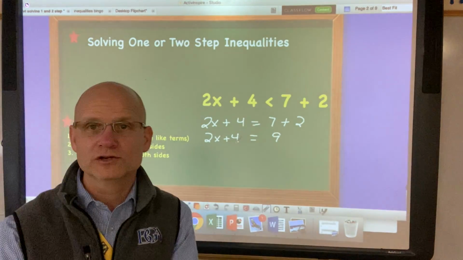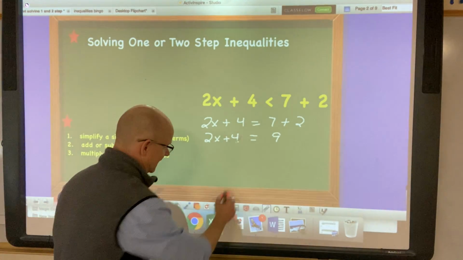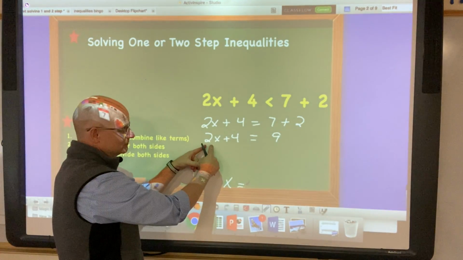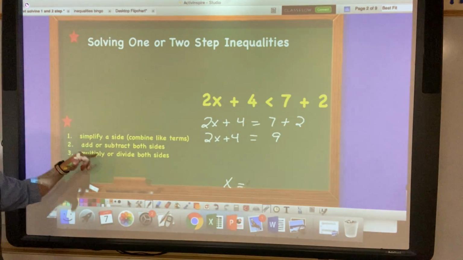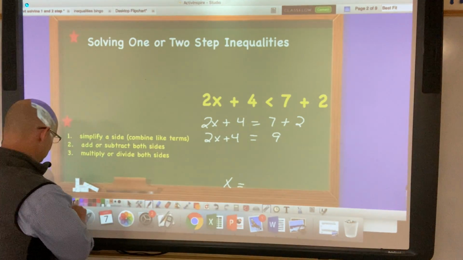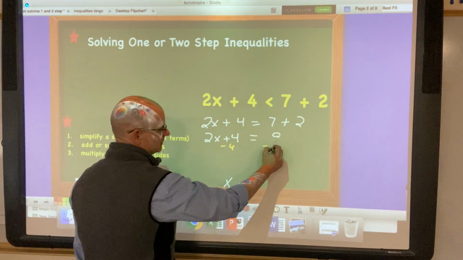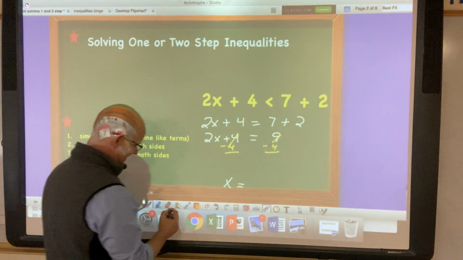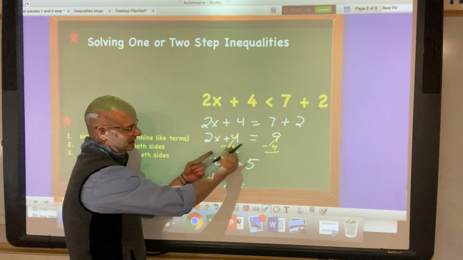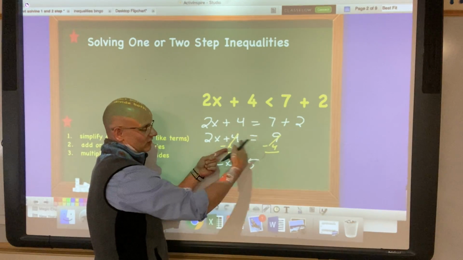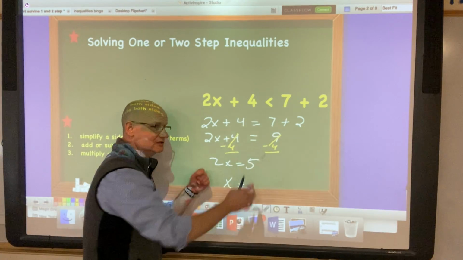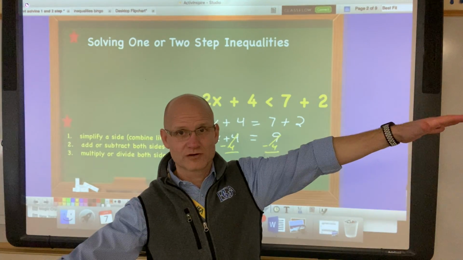What do we do next? Well, you're trying to isolate the variable. We are trying to get x by itself. So how do we eliminate this plus 4 and this times 2? The very next thing is you need to add or subtract on both sides, but you've got to do the opposite. So if it says add 4, you're going to subtract 4. You remember this. So I subtract 4, and now my new equation says 2x equals 5. I'm going to do the same thing over here on this side of the equation to keep it balanced. I subtract 4, I subtract 4.